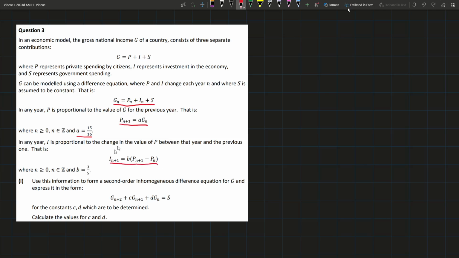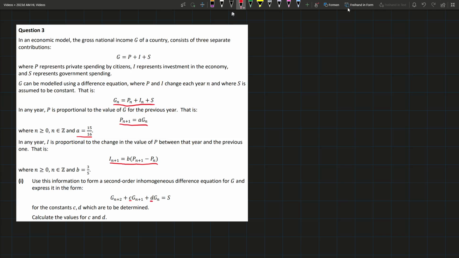And basically, we're told to use this information to get a second order inhomogeneous difference equation for G and express it in this form. So with all the G terms on the left and S on the right, and we're asked to find the coefficients of Gn plus 1 and Gn, which they've called C and D. We're told to calculate C and D.